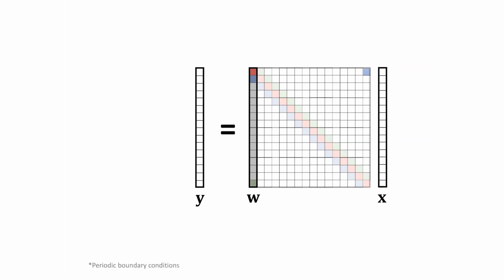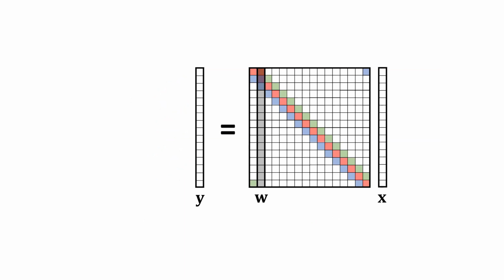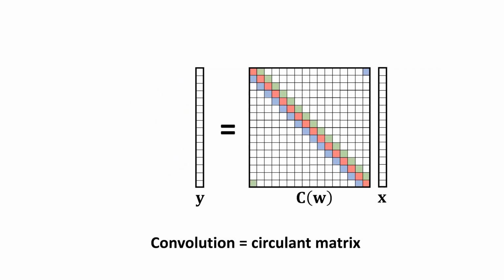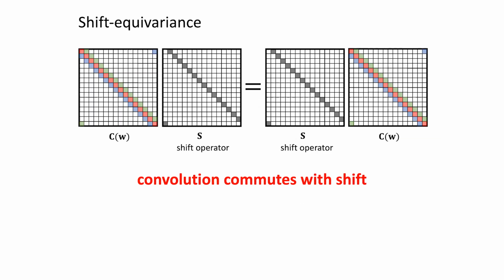Here, for simplicity and convenience of the analysis, let's assume that we have periodic boundary conditions. So this shift wraps around the signal boundaries. This is called a circulant matrix, and it describes convolution operations. We know that circulant matrices commute. Unlike general matrix multiplications, these are very special matrices. In particular, they commute with a special circulant matrix that is the shift operator, which shifts the signal by one position. This is what we call shift equivariance, which is sometimes mistakenly called shift invariance.